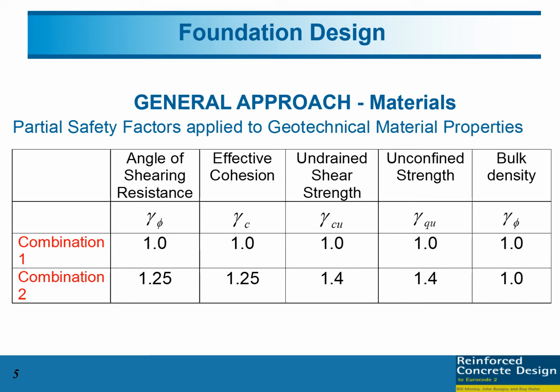Okay, for partial safety factors applied to geotechnical material properties. For example, for combination 1, the angle of shearing resistance gamma phi is 1, the effective cohesion is 1, the undrained strength is 1, the unconfined strength is 1, and the bulk density is 1. For combination 2, the angle of shearing resistance is 1.25, effective cohesion 1.25, undrained strength is 1.4, unconfined strength is 1.4, and bulk density is 1.